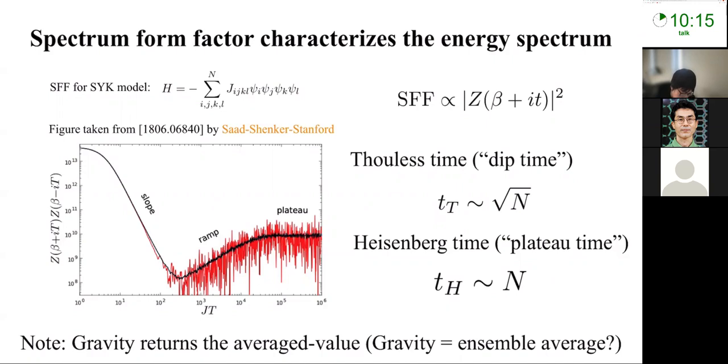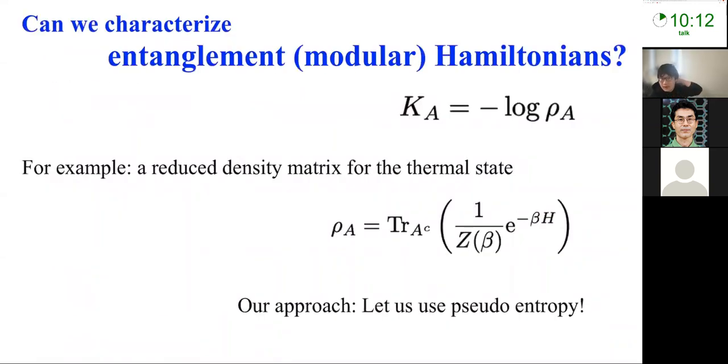But here, let me ask the question: can we do similar things for the modular Hamiltonian or entanglement Hamiltonian, which is given by the log of the reduced density matrix? It is also an important quantity to characterize subsystems. And for the simplest example, let's consider the reduced density matrix for the thermal state. So here I have the canonical Gibbs state, and tracing over a subsystem, the remaining density matrix is given by rho A, and then ask the question which kind of property we can see from this modular Hamiltonian for this state.